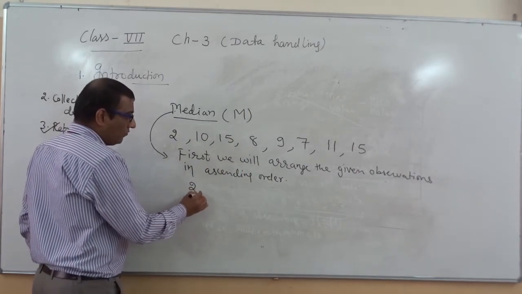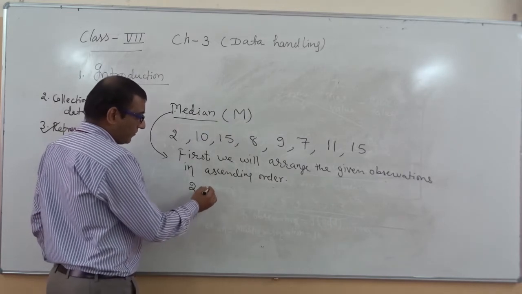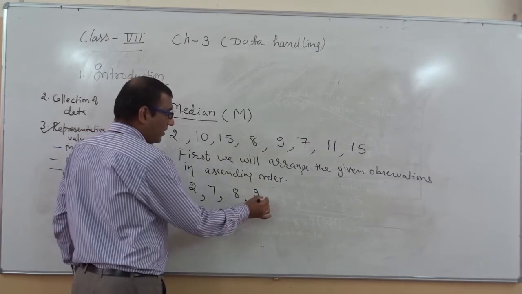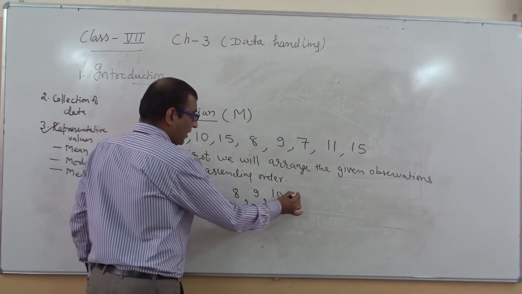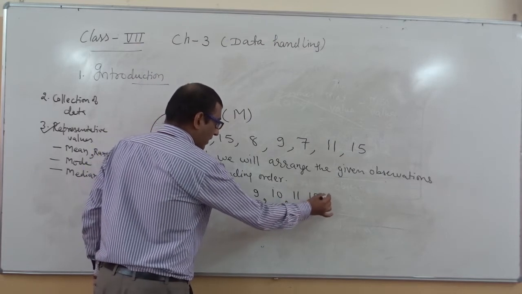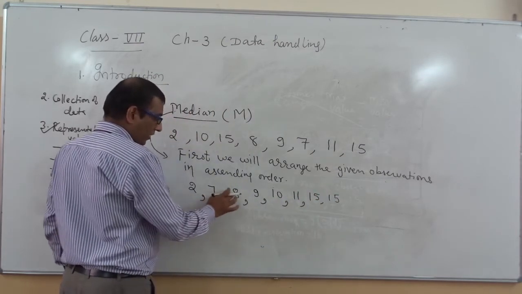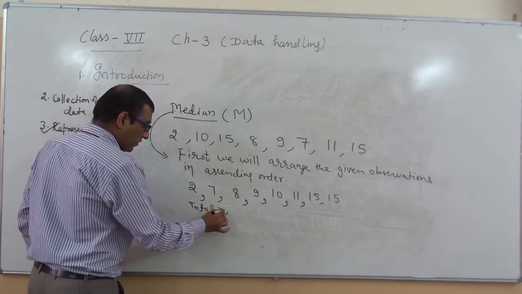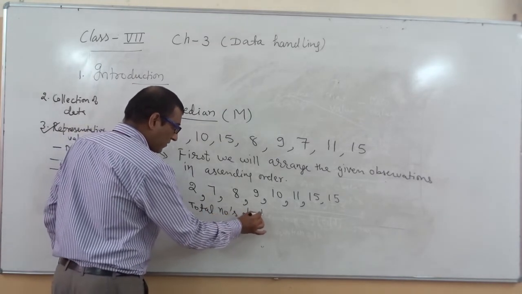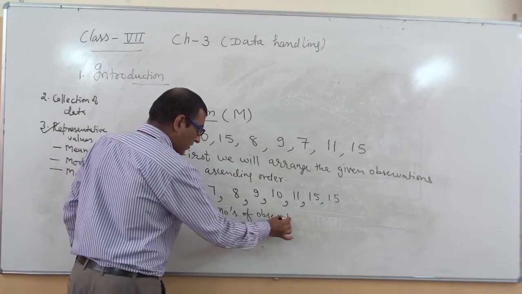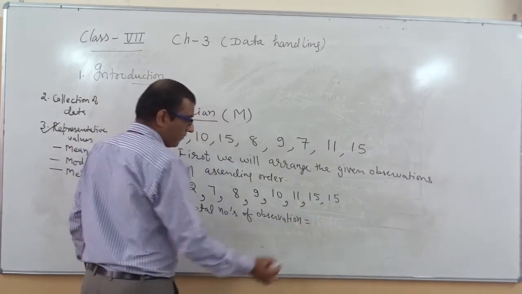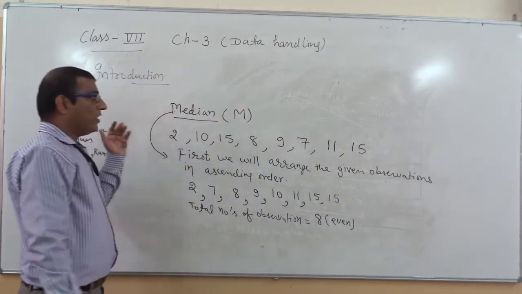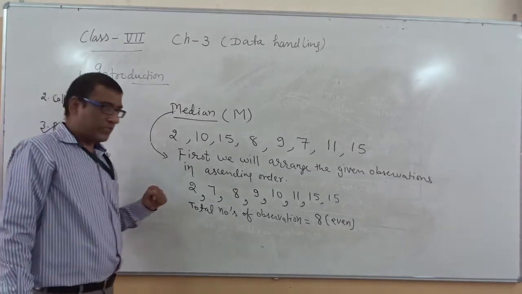So first we will write 2, then 7, 8, 9, 10, 11 and then 15. And again we will count it 1, 2, 3, 4, 5, 6, 7, 8. It means the total number of observations is equal to 8 and 8 is even. So how can we find the value of median when the total number of observations is even?